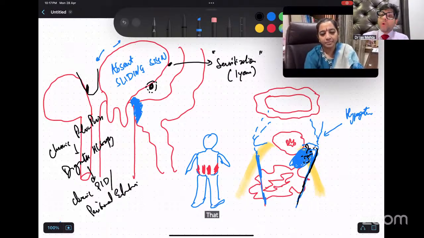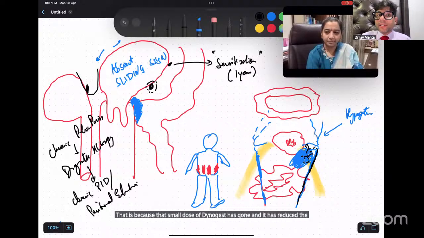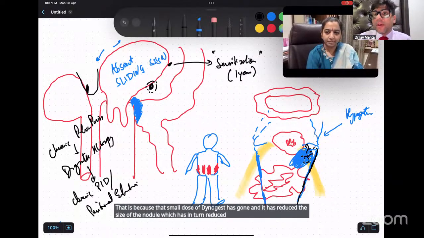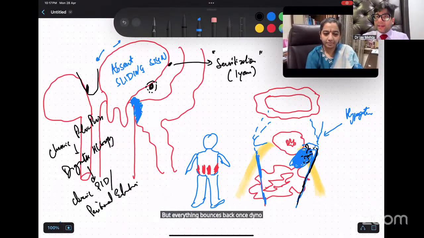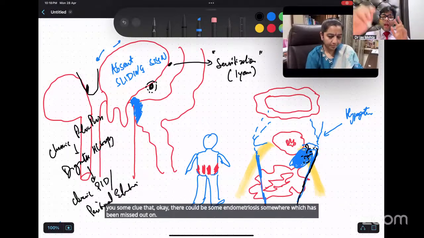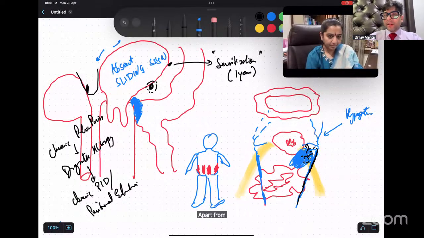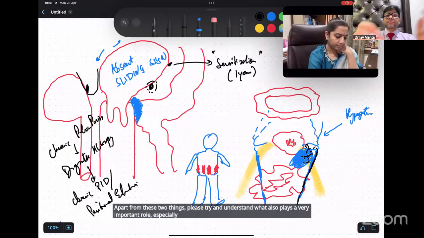That is because that small dose of Dienogest has reduced the size of the nodule, which has in turn reduced the sensitization of the nerve, and the patient has experienced pain relief out of that. But everything bounces back once Dienogest is stopped, isn't it? And this gives you a clue that there could be some endometriosis somewhere which has been missed, right?